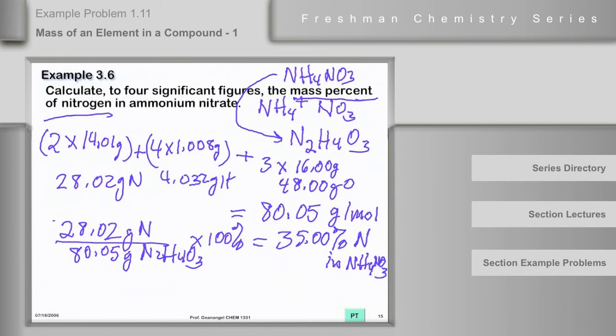Okay, remember this term will be the mass fraction. The mass fraction times 100% will be the mass percent of nitrogen. Now you can do the same thing for hydrogen and oxygen by using this number and this number. And they turn out to be 5.037% hydrogen by mass and 59.96% oxygen by mass. You can always get the last one by difference, if you will. Any questions here? Yes?